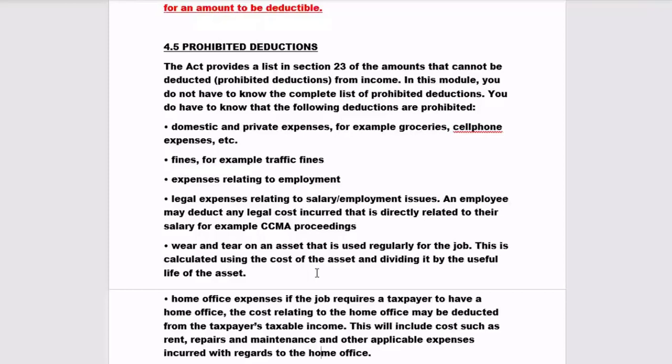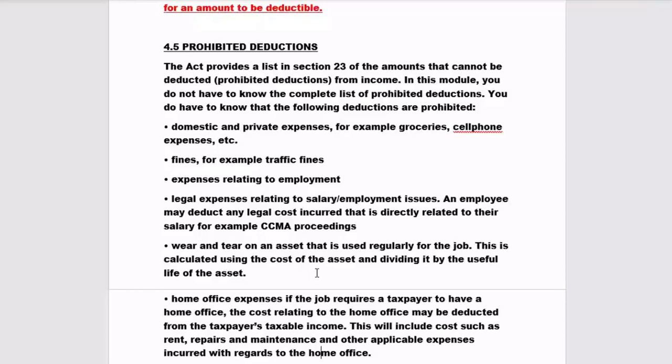So it's either way, those that are listed, or you comply with the general requirements of the deduction formula. Fines, for example: number one is domestic and private expenses, for example groceries, cell phone expenses, etc. And then you would have fines, for example traffic fines, or expenses relating to employment, such as legal expenses relating to the salaries. An employee may deduct any legal cost incurred that is directly related to their salaries, for example your CCMA proceedings.